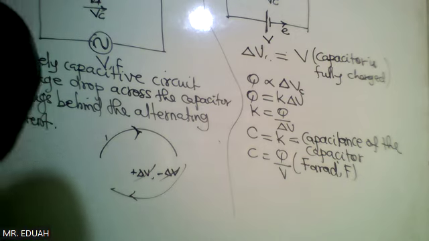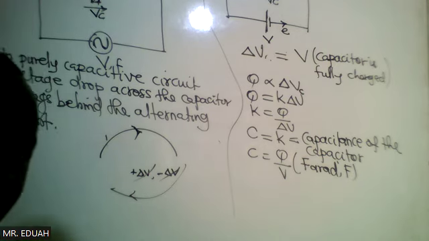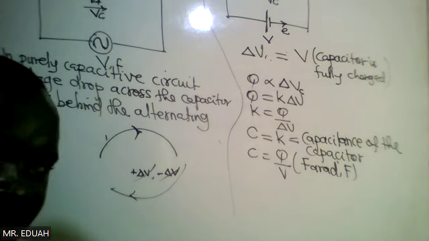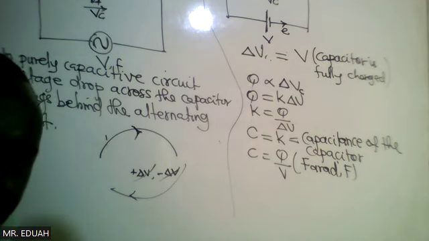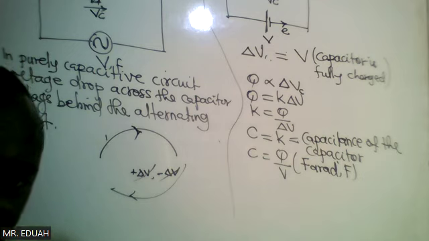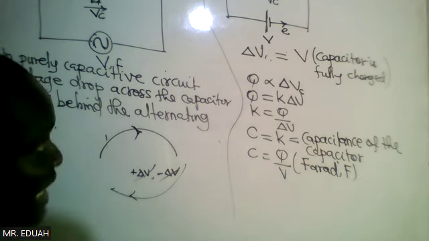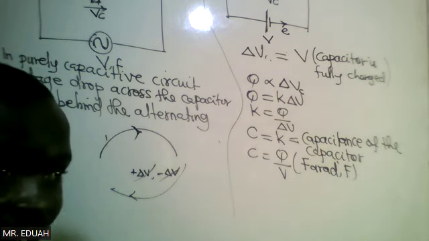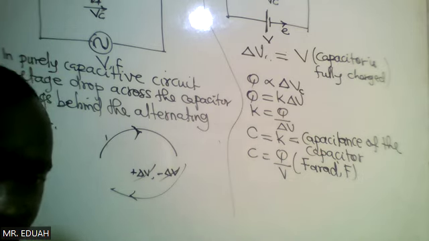So if you charge a capacitor with an alternating current, no work is done because the capacitor gets charged during one cycle and also gets discharged during the other cycle. So if you connect a voltmeter across it, you see that the potential difference across the capacitor is 0.